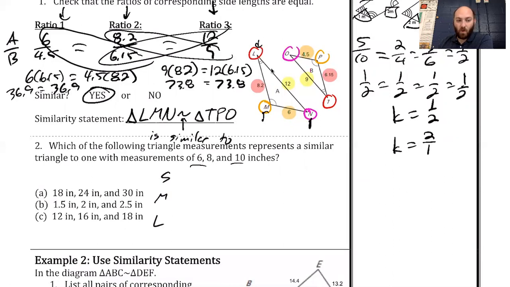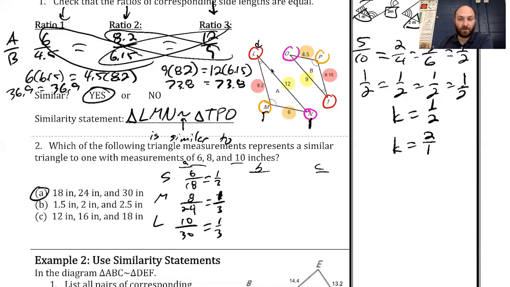Okay, in case A, my short side is 6, my short side in A is 18. The medium is 8, the medium here is 24. And then the long side is 10, the long side here is 30. So I reduce all those: 1/3, 1/3, 1/3. A is similar, that works.